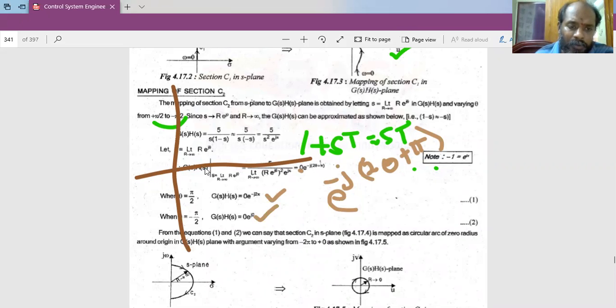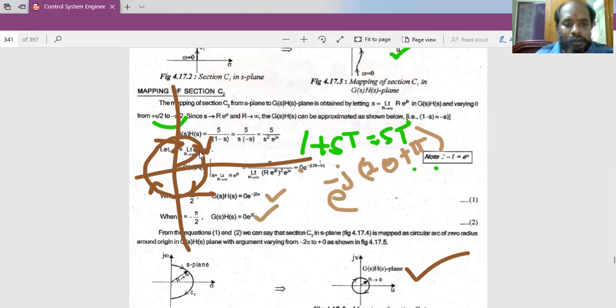How it reduces? Minus 360, it goes to minus 270, minus 180, then minus 90, then back to 0 in this direction. In this direction, you can see it here. And the radius of this is 0. Radius is 0. So C2 is over. What about C4?